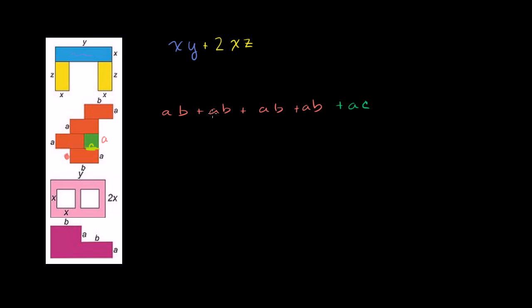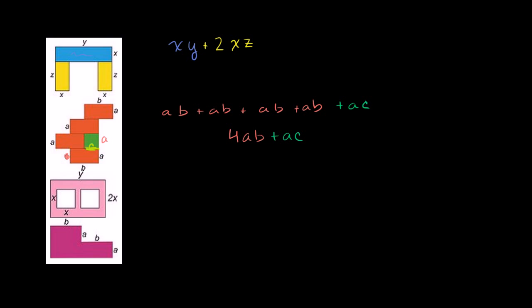And obviously, we can add these 4 terms. This is 4ab, and then we have plus ac. And I made the assumption that this was a bit of a typo, that c is actually telling us the width of this little square over here. We don't know if it's a square. That's only if a and c are the same.